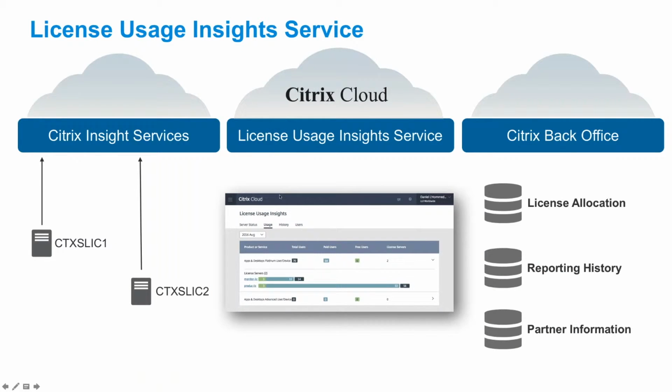So in an overview, on the left you've got the sys service running in Citrix Cloud. License servers are reporting to that service. In the back office we've got the allocated licenses, and all comes together within LUI. So you can exactly see the usage, what you've allocated, what is really in use, etc.